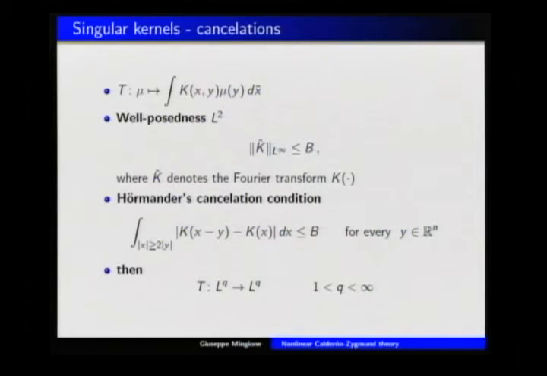Hilariously, Hörmander and Calderon appeared not to be on very good terms, and the cancellation condition is called the Hörmander cancellation condition. That is the way that Hörmander restated certain cancellation conditions originally formulated by Calderon and Zygmund. Essentially, this is Hörmander's revisitation of their theory. Anyway, the proof goes on in this way. If you send L2 into L2, and then you have these cancellation conditions, then LQ to LQ is true. And therefore you can reverse this into the solution of your original problem.